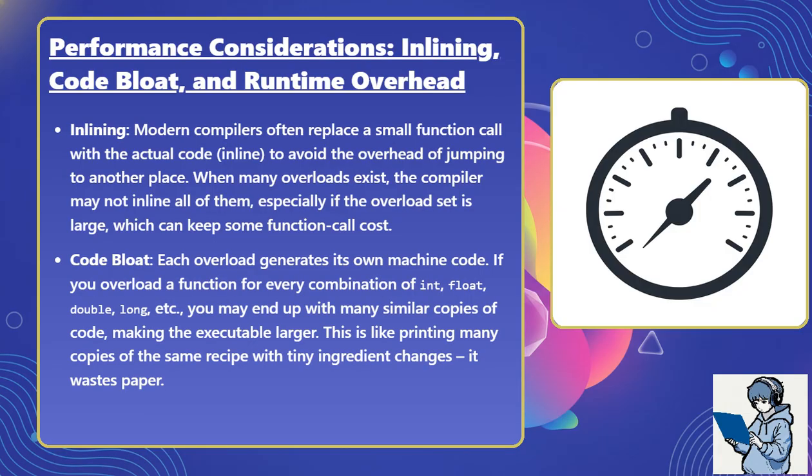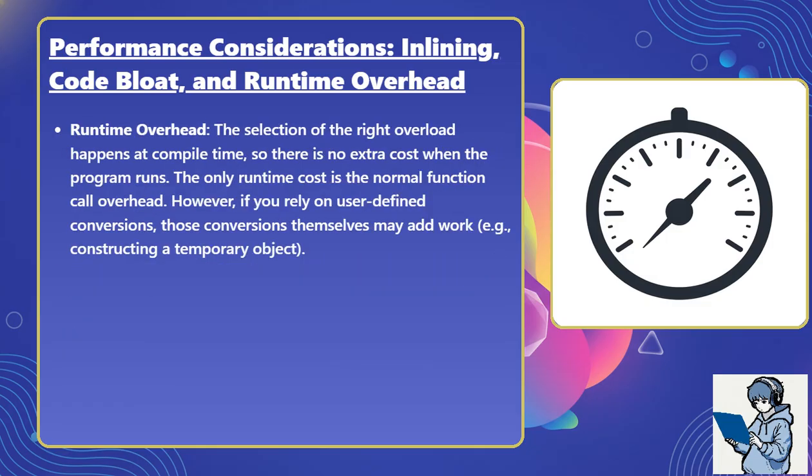Code bloat: each overload generates its own machine code. If you overload a function for every combination of int, float, double, long, etc., you may end up with many similar copies of code, making the executable larger. This is like printing many copies of the same recipe with tiny ingredient changes. It wastes paper.